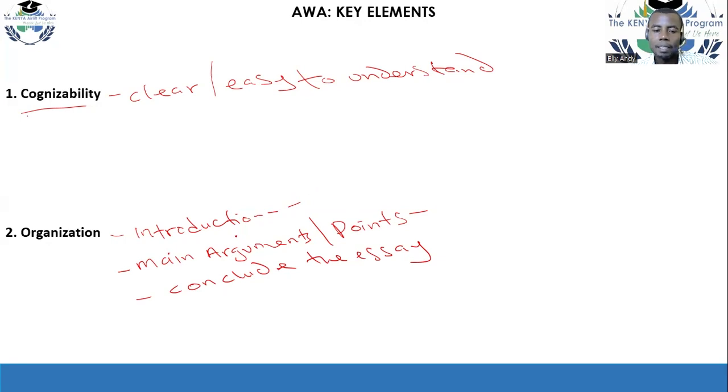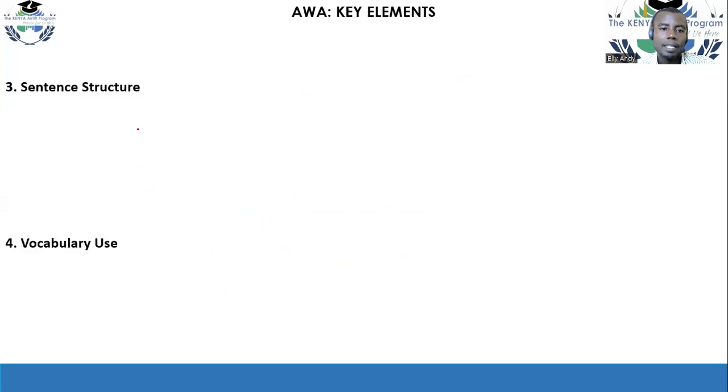Okay, then the third one is sentence structure, the structure of your sentences. And here the main thing to remember is variation and moderation. Your sentences should be varied in terms of complexity. For example, you should have simple and complex sentences.